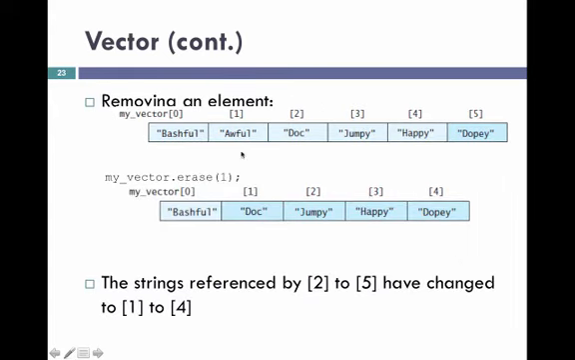If we're given this vector and we say erase 1, we'll go to subscript 1 and remove awful, and the others are automatically moved up one index. So our size decreases by 1.